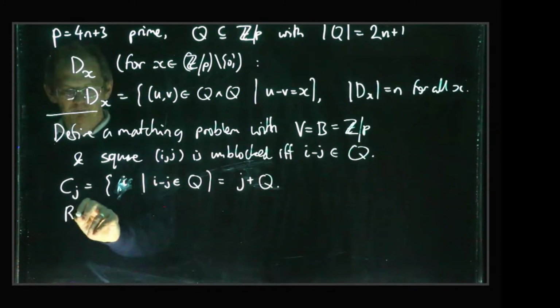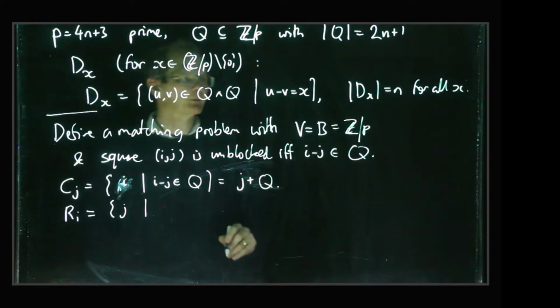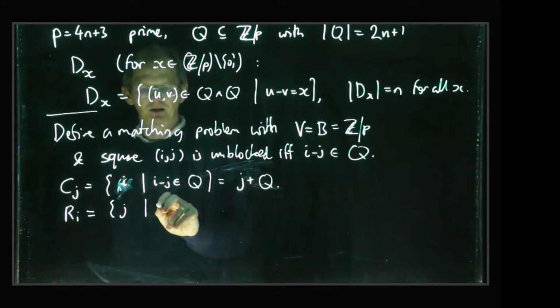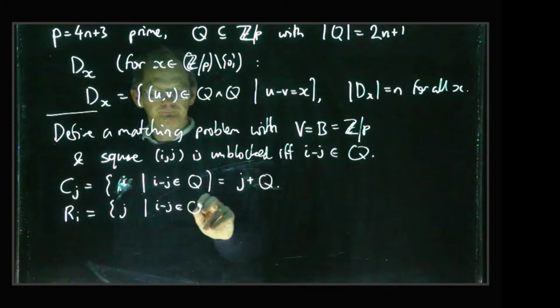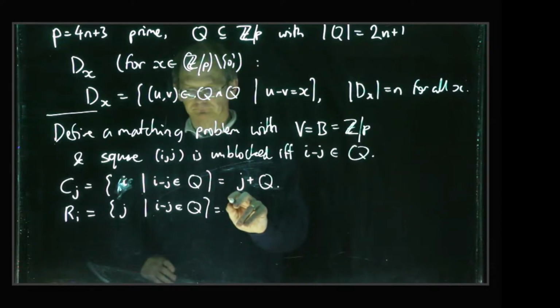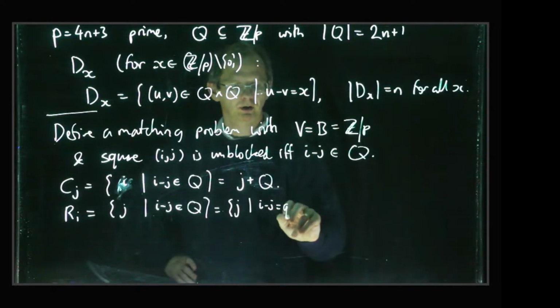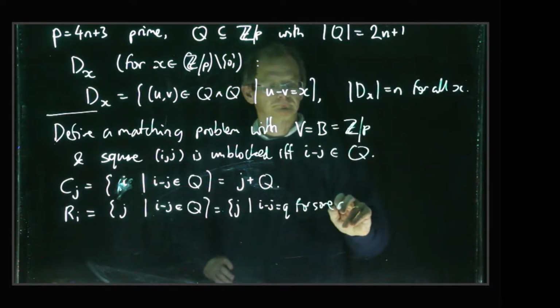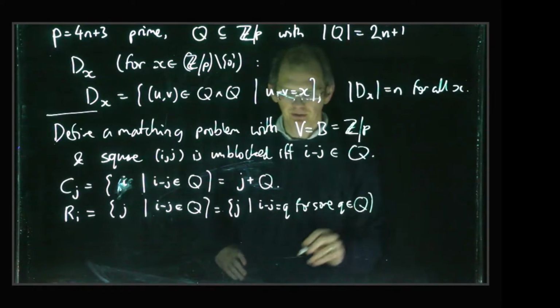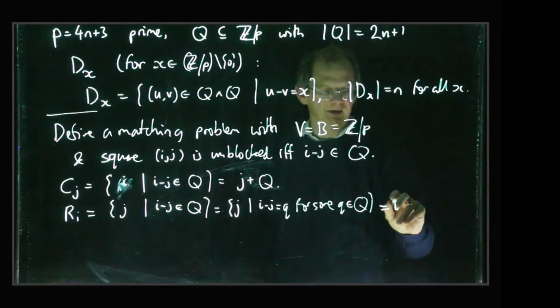And similarly, the row set Ri is the set of j for which the square (i, j) is unblocked. So that's the set of j for which i minus j is in Q, or in other words, the set of j such that i minus j equals q for some q in Q. This can be rearranged as j equals i minus q. So this is just the set i minus Q.